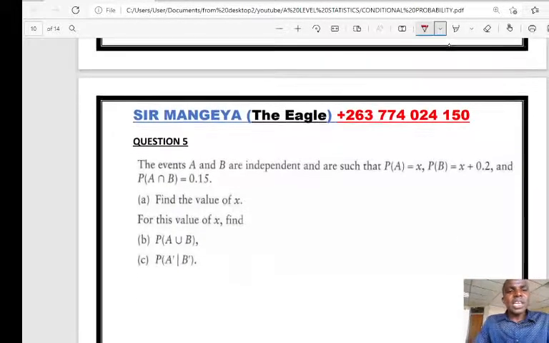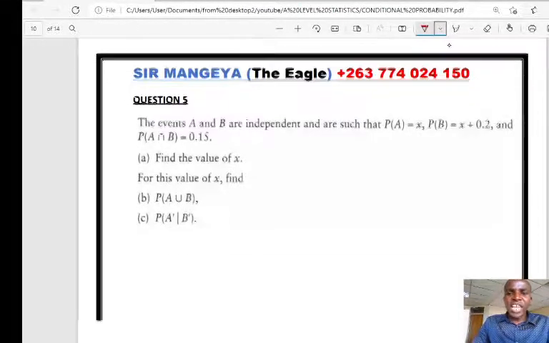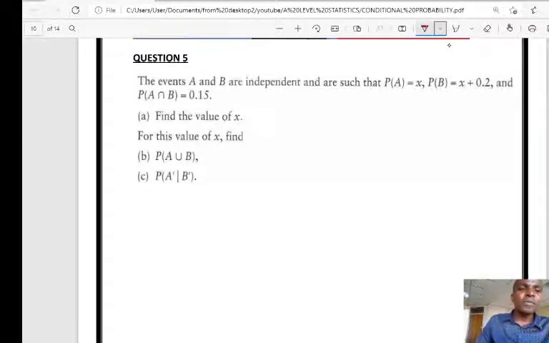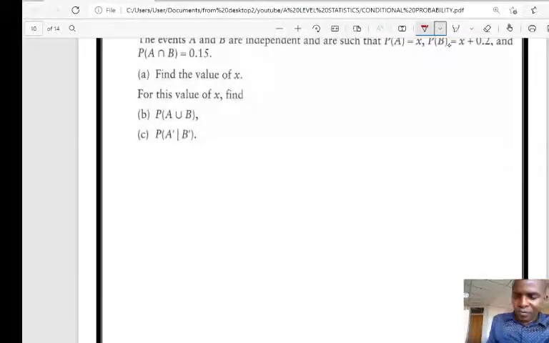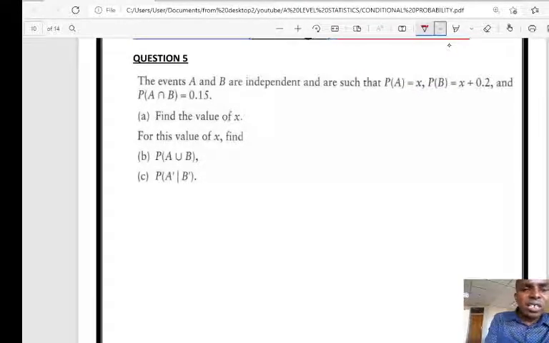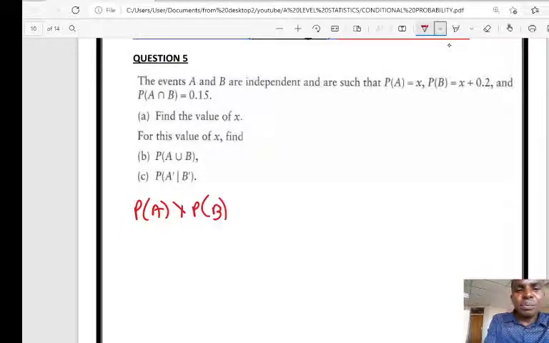Right, next question. The events A and B are independent and are such that probability of A is equal to X, probability of B is X plus 0.2, and probability of A intersection B is equal to 0.15. Independent events, they don't have intersection in this case, right? Find the value of X. To find X, you say probability of A times probability of B must be equal to probability of A intersection B.